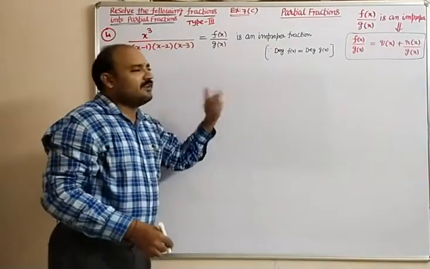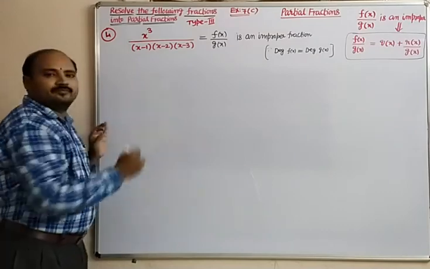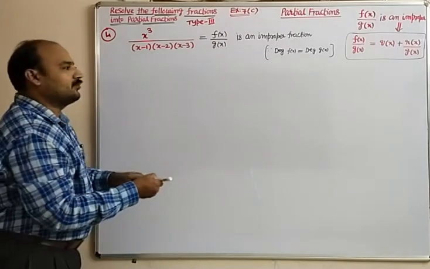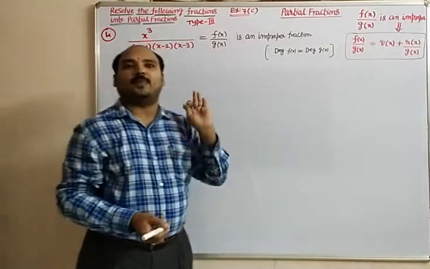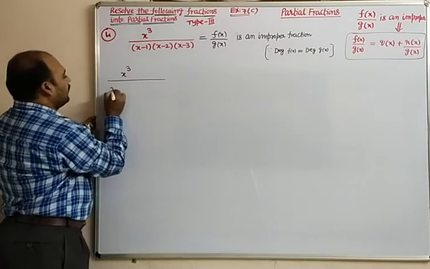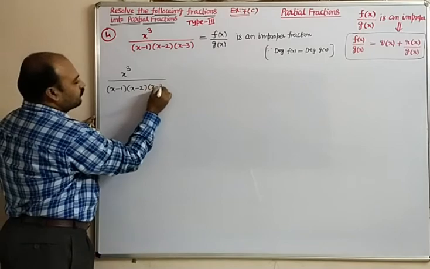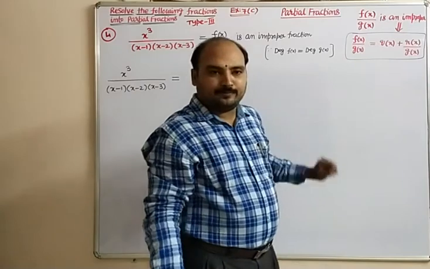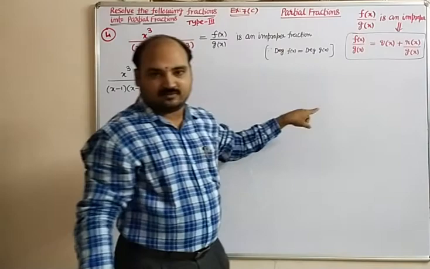See here, in the previous two questions, we did the actual division. Instead of that, I am going to introduce one more method. It is an easy method. Observe carefully. Whenever both the degrees are equal, then only we can apply this. See here, x cube divided by (x minus 1)(x minus 2)(x minus 3). This is equal to, according to the division algorithm, quotient value plus remainder divided by divisor.